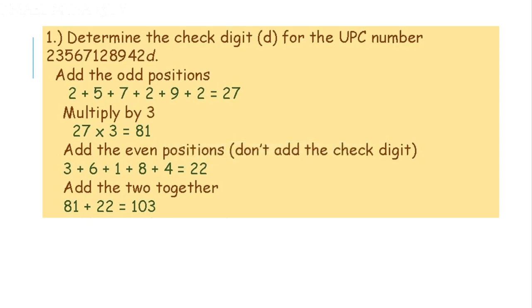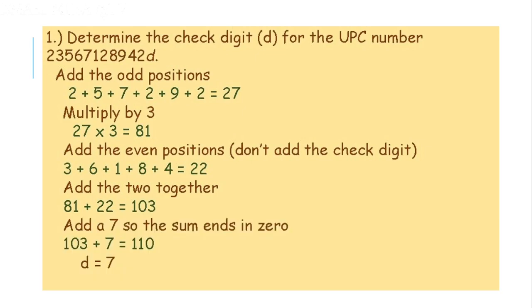Then for the even position digits, you just add them, and don't add, of course, the last digit, which is the D. Then you get 22. Add them together, 81 plus 22, you get 103. What number do you add to 103 so that under modulo 10 you get a remainder of 0? Of course, you add 7. So D, therefore, is 7. The check digit for that is 7.